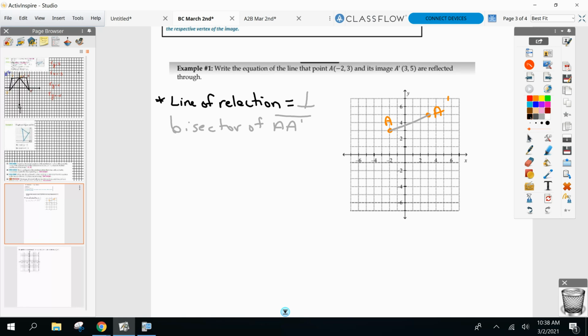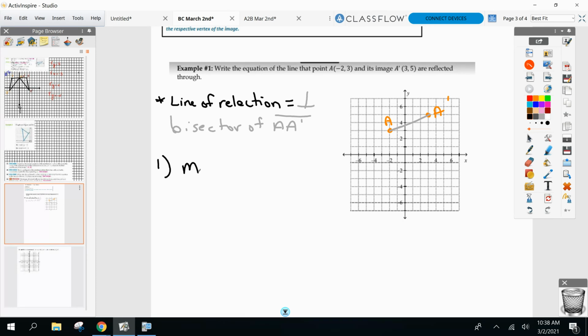Here's where we're going to start with the perpendicular part. I need a line that's perpendicular to AA prime, and we're on a graph. What am I going to have to start talking to you about that? Slope. We're going to have to start talking slope here, aren't we? So let's start talking slope.